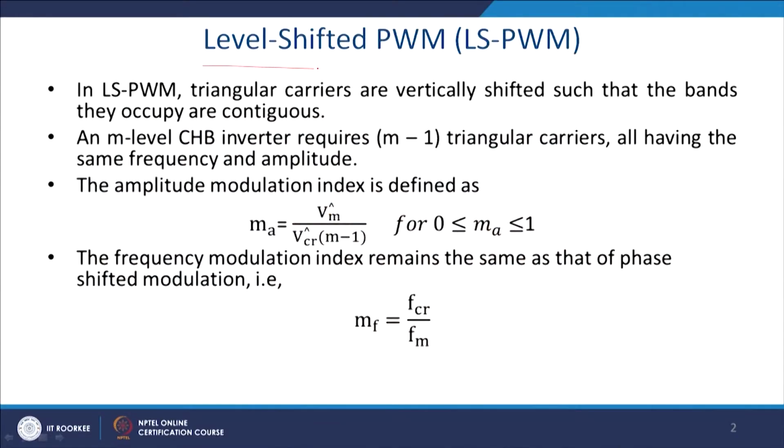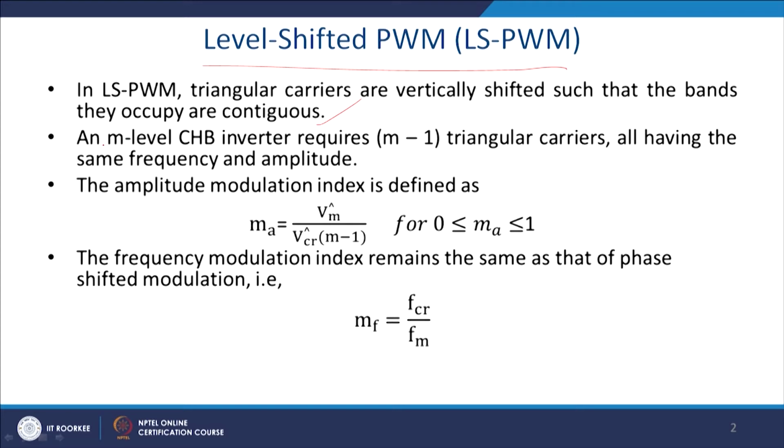Now we were discussing the phase shifted PWM, and just for the recap I am discussing it. Please refer to my previous lecture. In the level shifted PWM, the triangular wave carriers are vertically shifted. In the next slide I am going to show you a picture where the bands they occupy are contiguous. That means you will find it more compact.